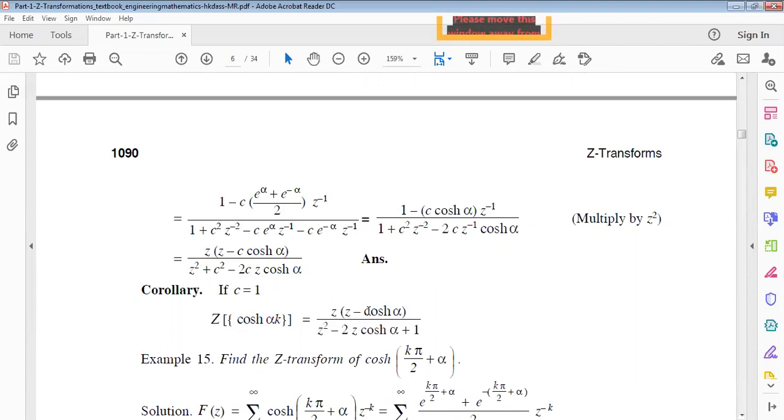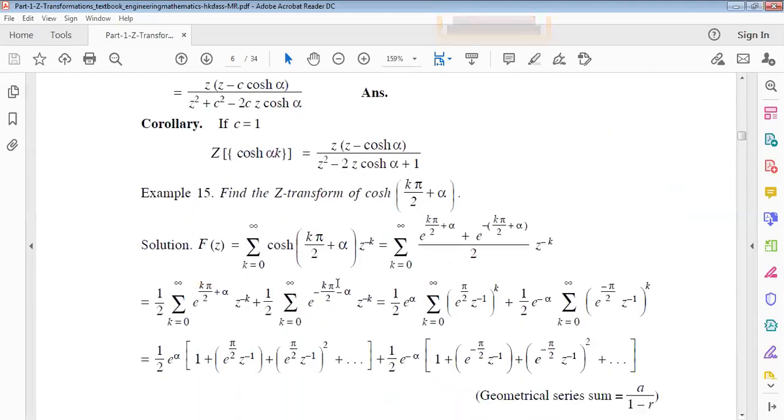In any test, this question may come as: find out the z transform of cos hyperbolic alpha k, cos hyperbolic only alpha k. For c equals 1, this will be the result.